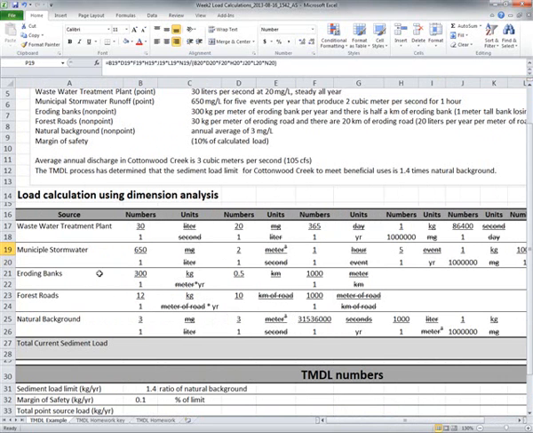And then the same thing I did for eroding banks and Forest Service roads, and you can look at the cell references there and see how that was done. It was done the same way.